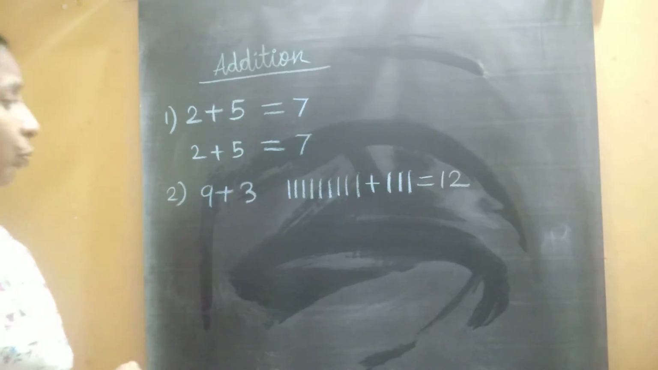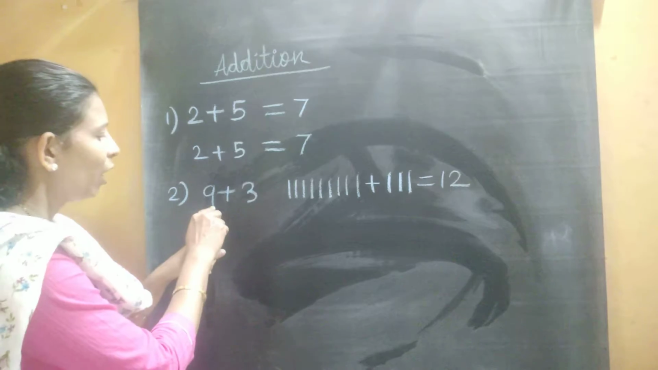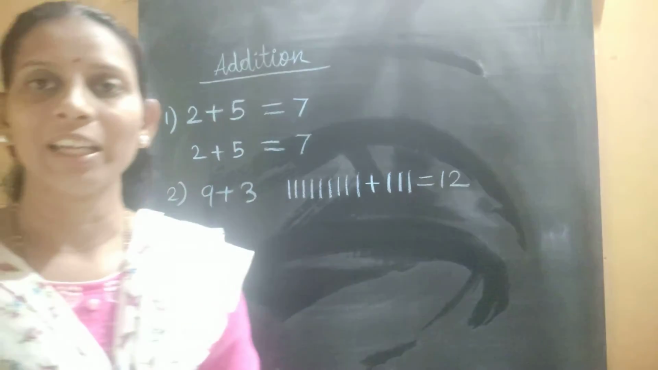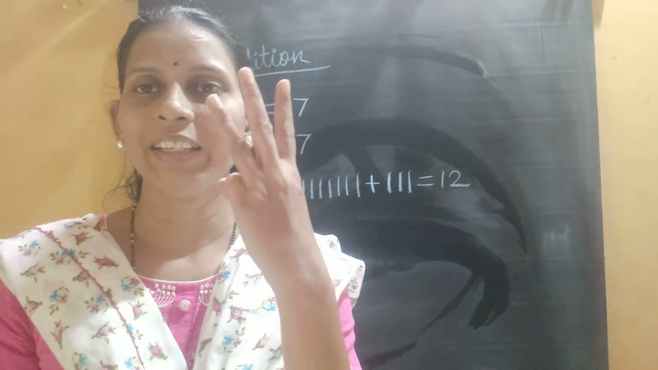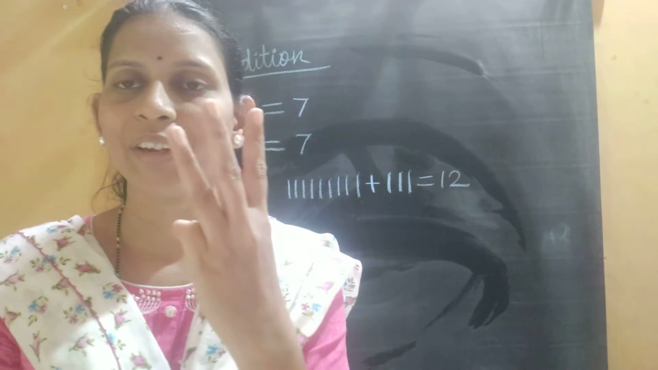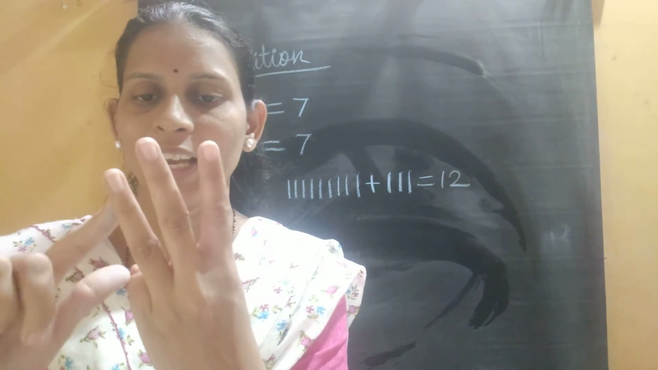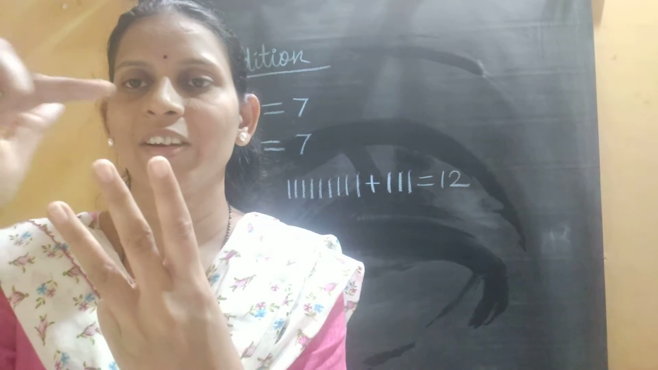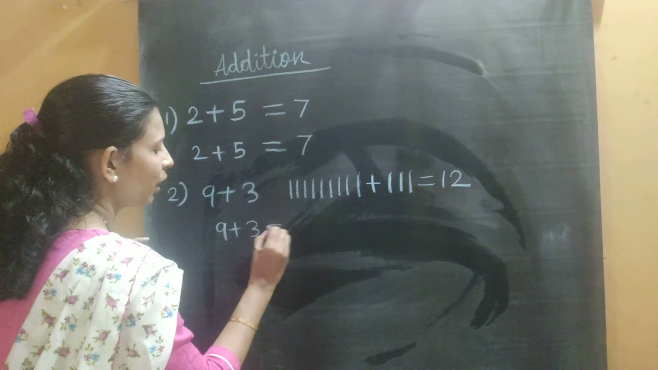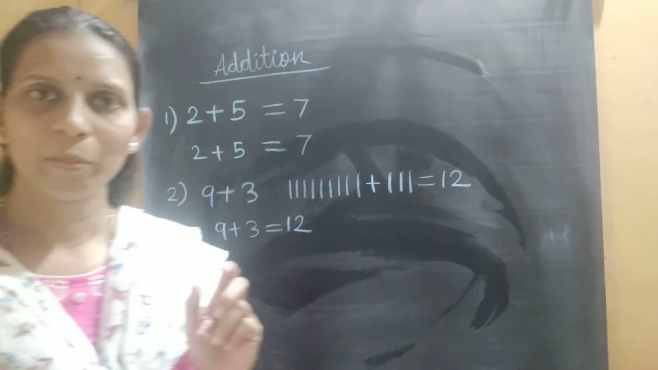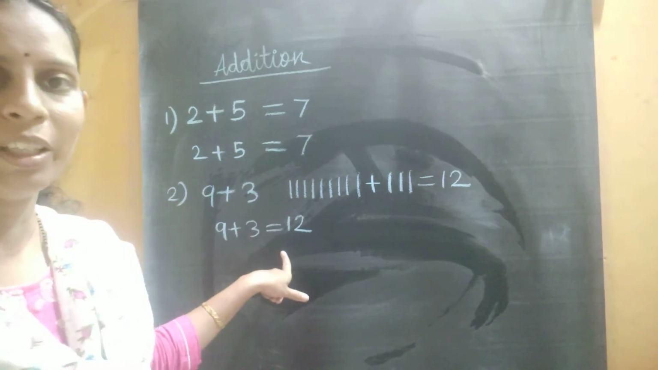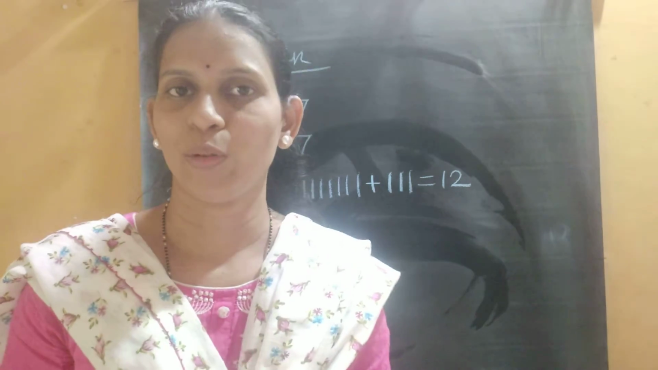Answer is 12. But another method is Yash's method. 9 plus 3 means after 9 count forward. After 9 take only 3 fingers. No need to draw all the lines. Only take 3 fingers and after 9 you start counting: 9, 10, 11 and 12. The answer will be the same. Here also 9 plus 3 is equal to 12. Can you tell me which is the easy method? Yes, this is the easy method, and that method is called counting forward.